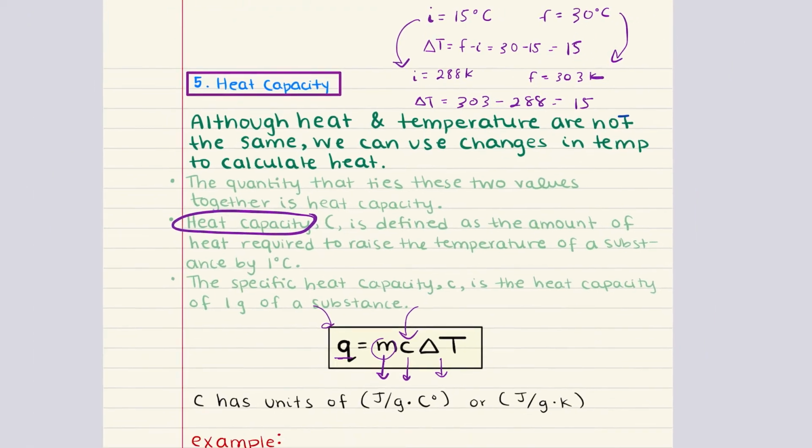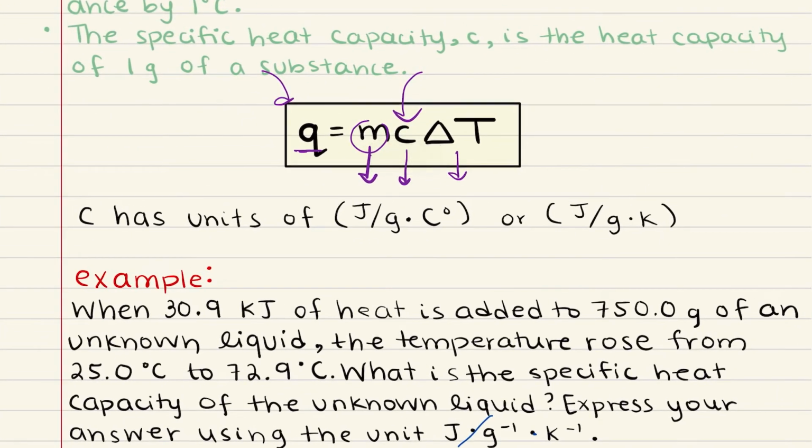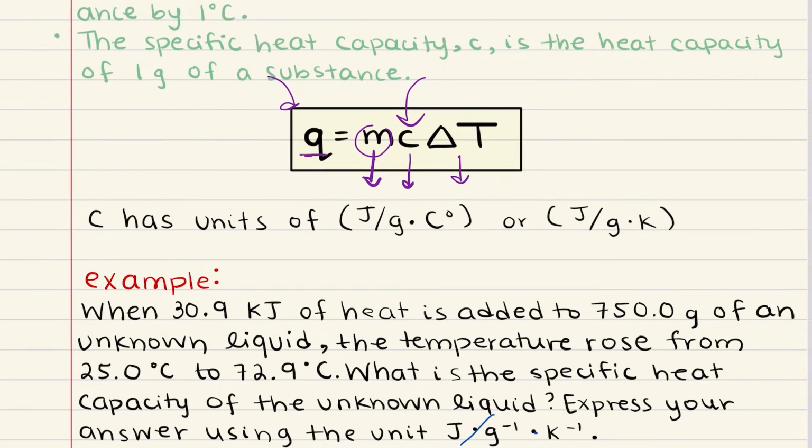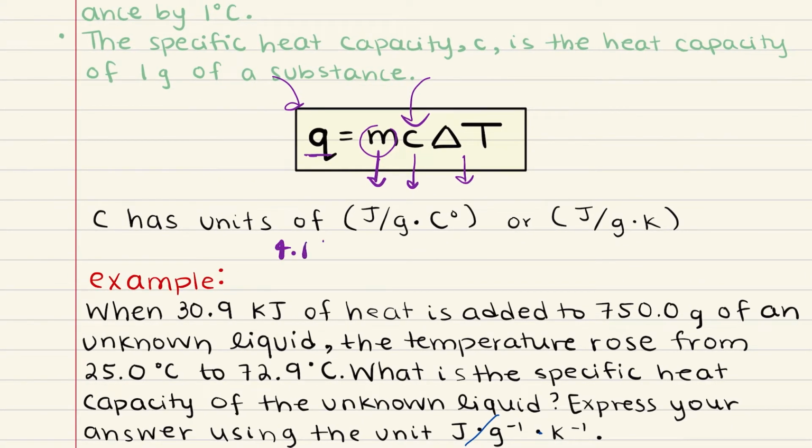Now, one more important thing I want to point out before we jump into an example problem. There's one important thing to remember for the MCAT here, and that is the specific heat of water. The specific heat of water is 4.18 joules divided by grams multiplied by Celsius. Now, this is equal to the same quantity but with Kelvin instead of Celsius.